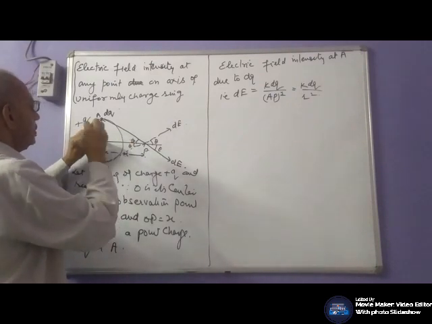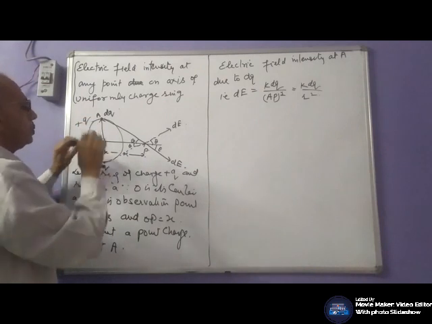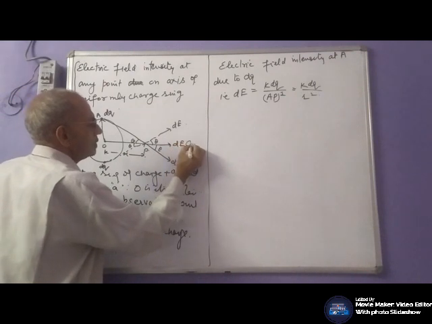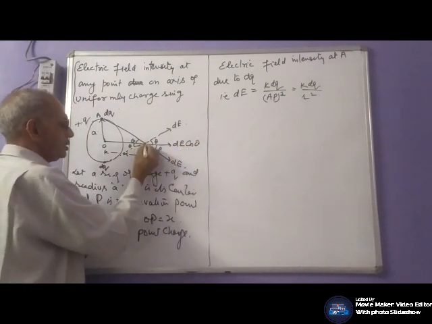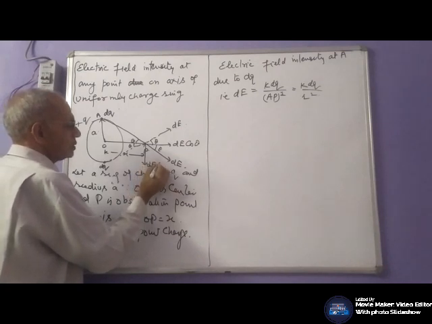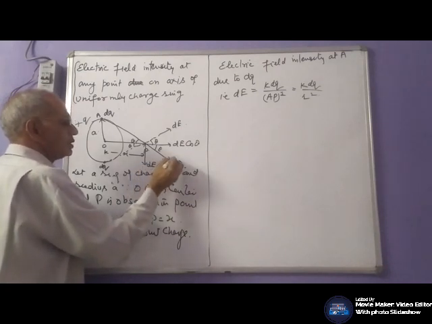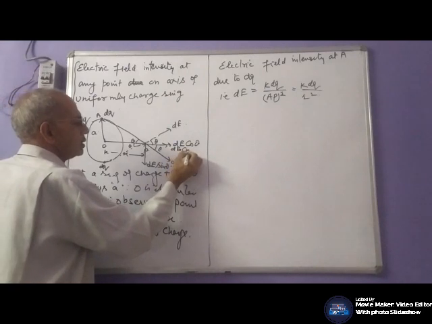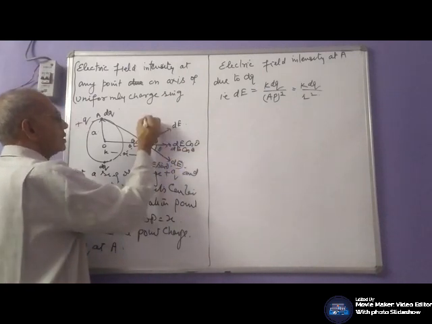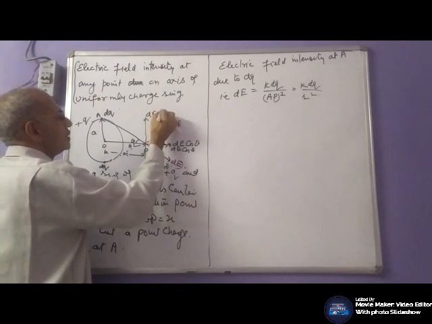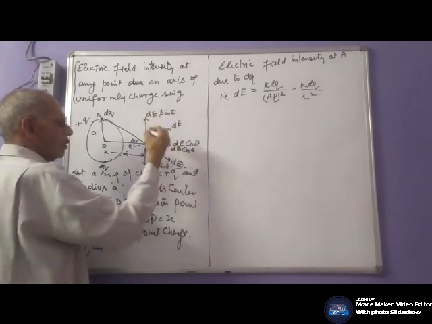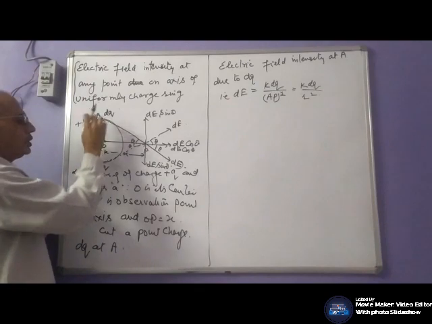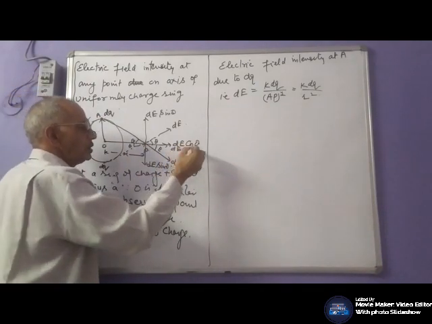Whichever point dq you take, the angle will be theta. So in this direction it is dE cos theta. Resolve this: in this direction it will be dE sin theta. This is resolved, this is resolved. The sine components are equal and opposite, so they cancel. So due to two dq in this direction there are 2 dE cos theta.